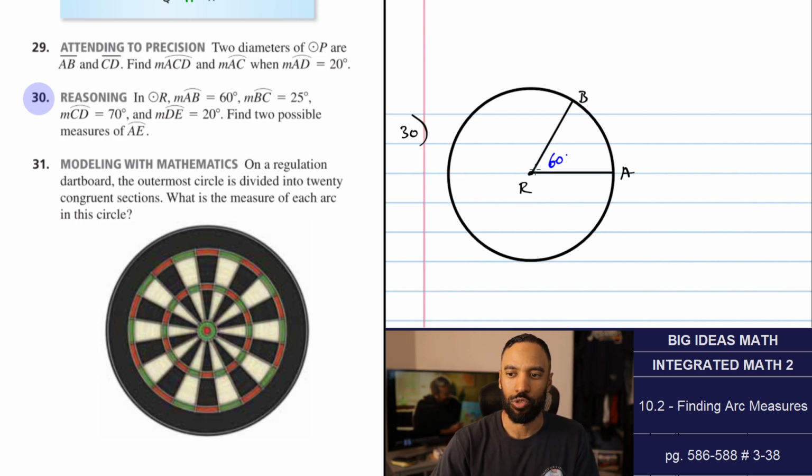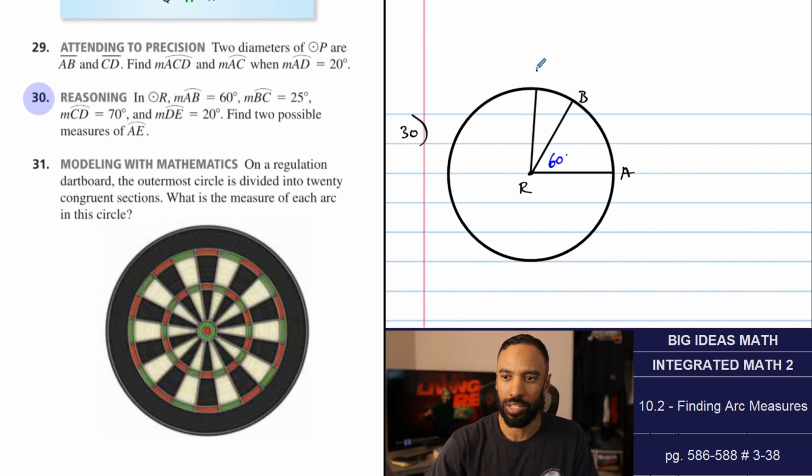BC is 25, so I'm going to continue down on this path, but not quite 90 degrees. Probably a little bit like that. So we'll say BC is 25 degrees, so this can be C. I think I made the 60 maybe just a hair too big.